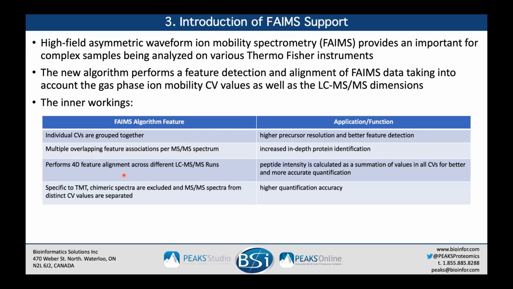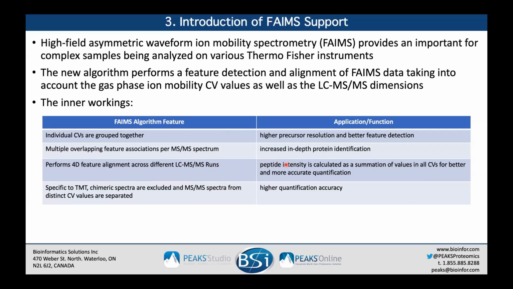In terms of different LC-MS runs, the alignment now includes that CV value, or the ion mobility dimension, when looking at multiple runs together. And so the intensity is calculated as a summation of a particular peptide across different CVs, which makes it a bit more accurate and a bit more reliable in terms of quantification.